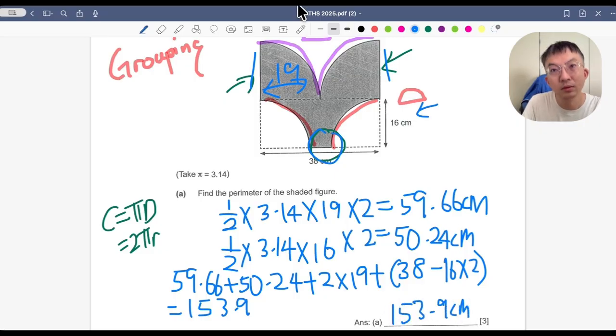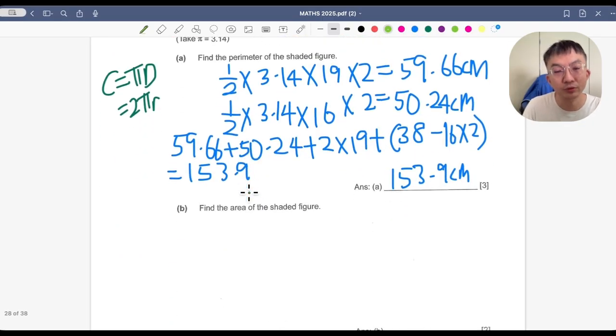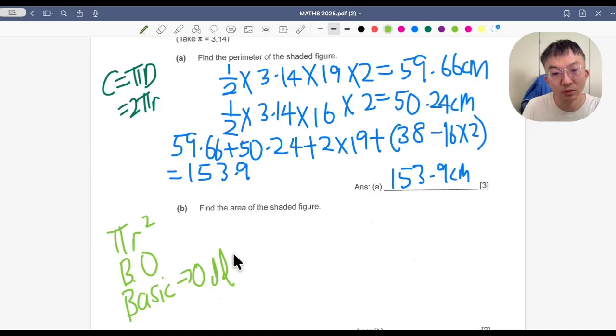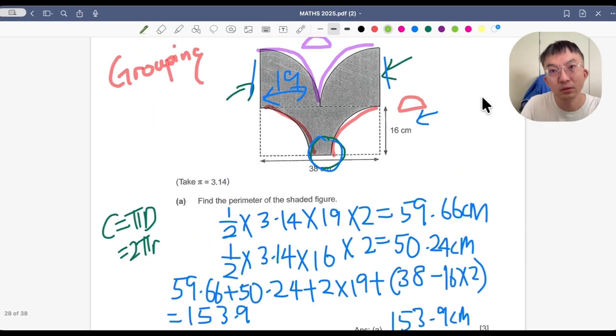Then next, they're looking for area. For area, you have to stand by pi r square, and BO. What is BO? BO means you need to use basic shapes to find odd shapes. So, what are the odd shapes? This one is the odd shape. It looks like a bridge, so you cannot find it straight away. So you have to take a basic shape, which is the full rectangle, minus off these two. And of course, these two form a semicircle.